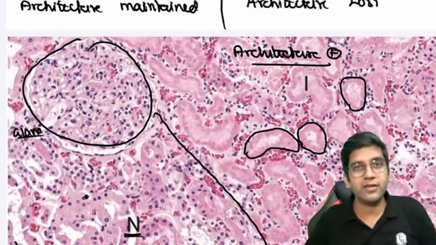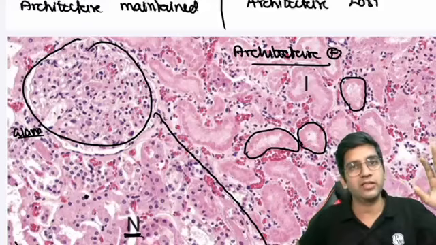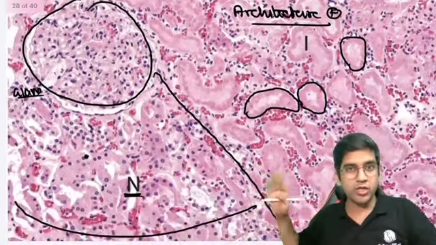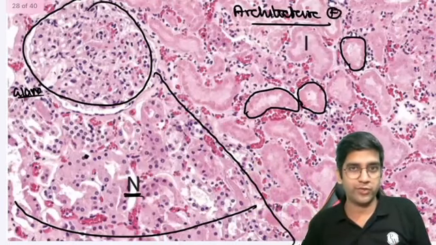But in brain, you cannot say it's a brain. It will be only pink in color. There will be no architecture at all, completely lost, right? Perfect. So I'm sure you'll be able to diagnose it's a coagulative necrosis.